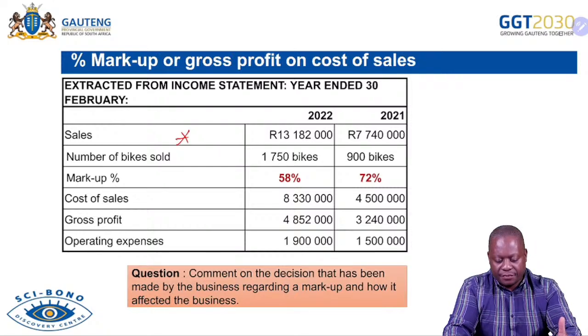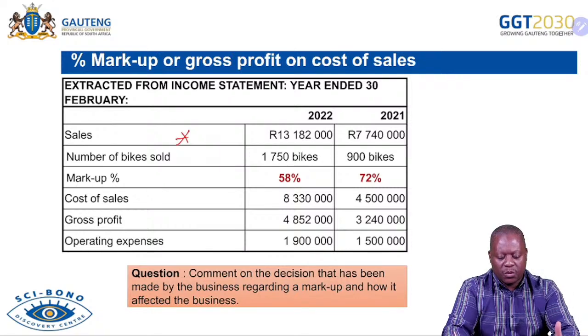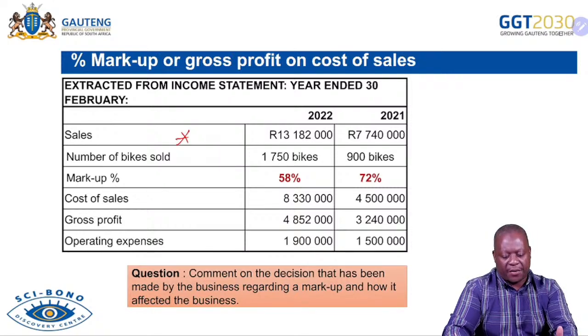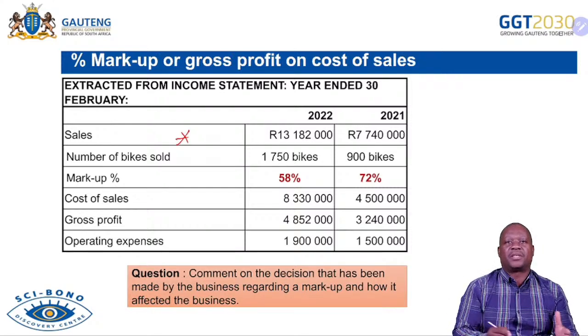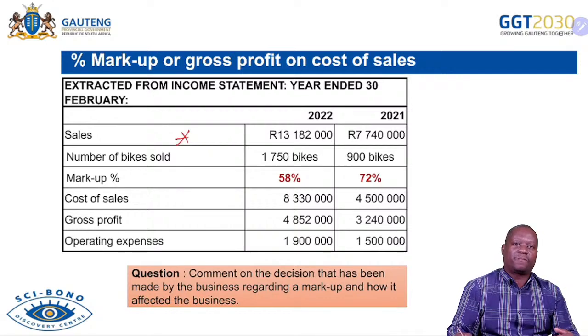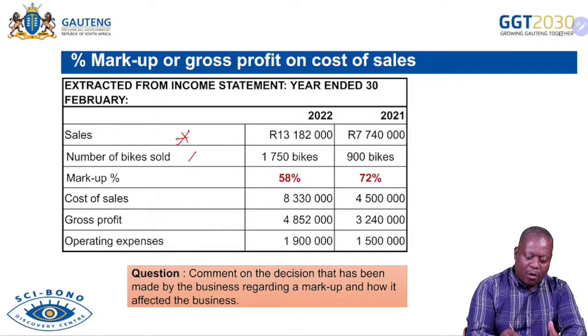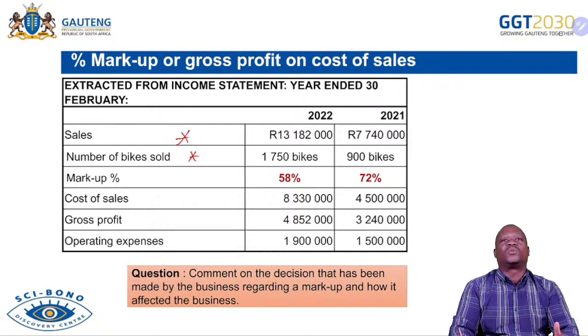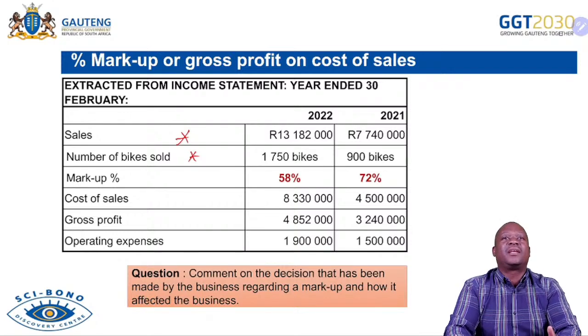They increased from 7,740,000 to 13,182,000. Check that. Increase in sales. Is that a good thing? Is it a bad thing for the business? Now, let's look into the number of bikes that have been sold. It increased from 900 bikes to 1,750 bikes. That's nearly double the number of bikes that have been sold.